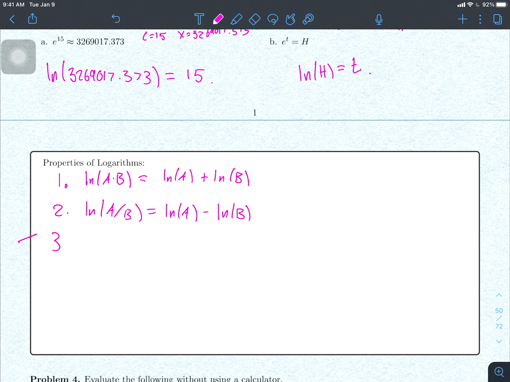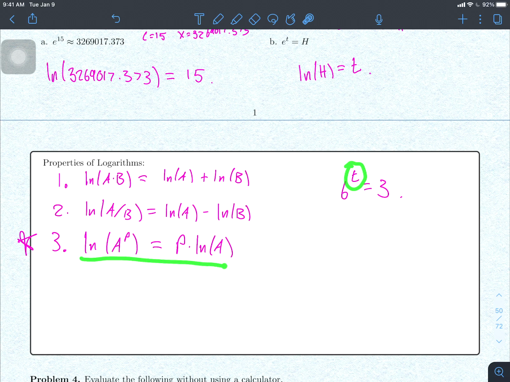Okay, the third rule is the most important rule of logs. It's why logs were invented, and it's the best thing ever. It says that ln of a to the power p is equal to p times ln of a. Why is that useful? That's super useful because, like I said, later on we're going to have questions like 6 to the t equals 3, and we want to know, what is t? Well, we're going to apply this logarithm to both sides, and that's going to help us get the t out of the exponent, because otherwise there's no sensible way for us to solve for that t value. So that's where we're headed with this.